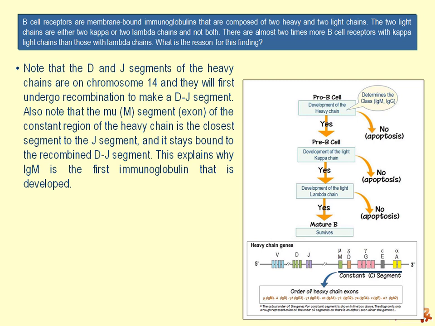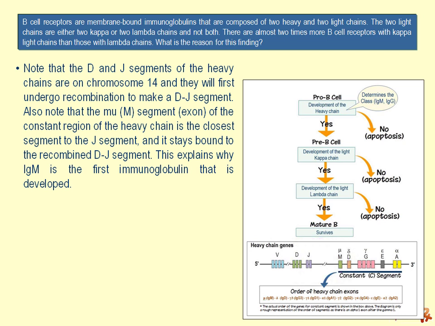Note that D and J segments of the heavy chains are on chromosome 14, as you see in the lower diagram. I'm showing the chromosome 14. And they will first undergo recombination to make the DJ segment. That's the first recombination between D and J, downstream. So it means that closer to the 3' location of the chromosome. Also note that the mu segment or exon of the constant region of the heavy chain is the closest segment to the J segment and it stays bound to the recombined DJ segment.